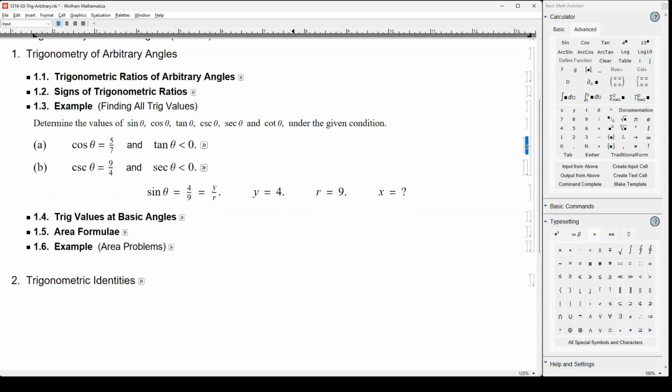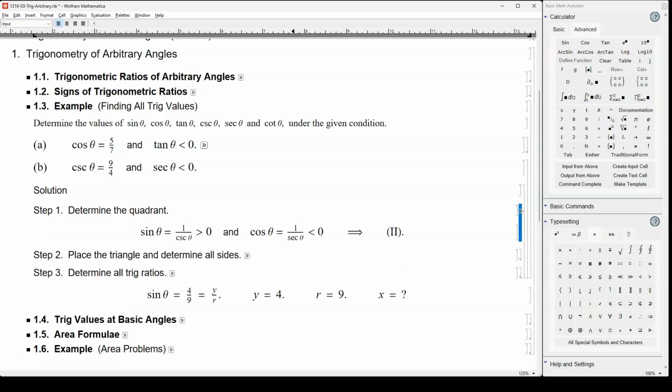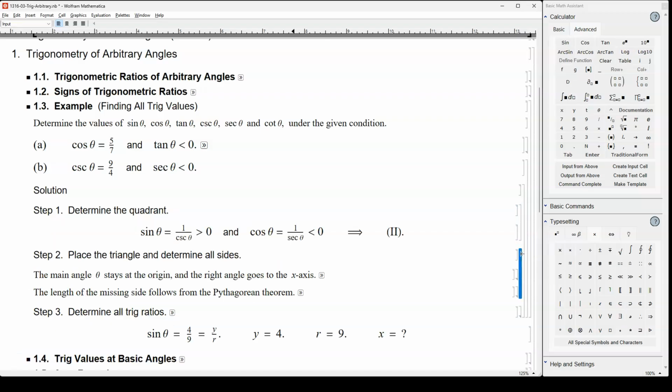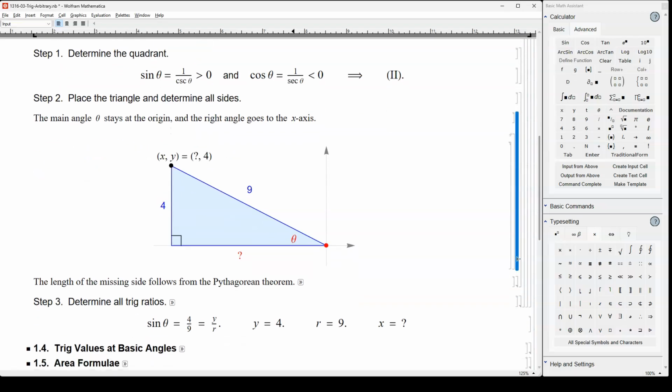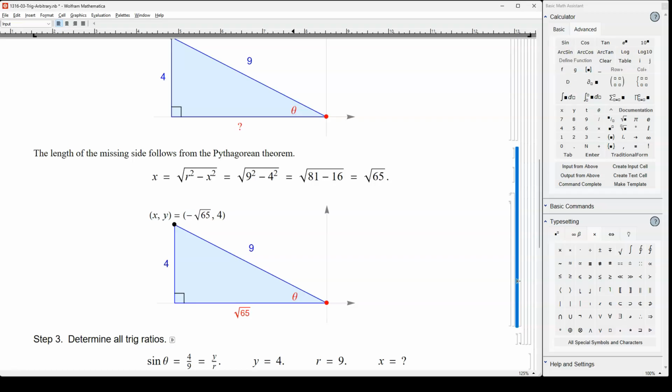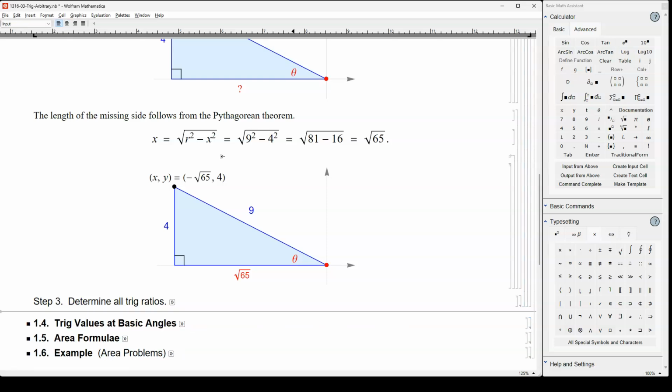Cosecant is 9/4, so sine is 4/9, that's positive. Secant is negative, therefore cosine is negative. Sine is positive, so either 1 or 2. Cosine is negative, so it has to be the second quadrant. And draw the picture in the second quadrant. Then use Pythagorean to figure out the horizontal x. Square root of 65, 81 minus 16, all right? And that's negative square root of 65 because I'm moving to the left.